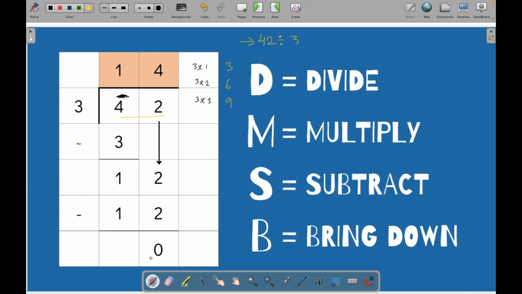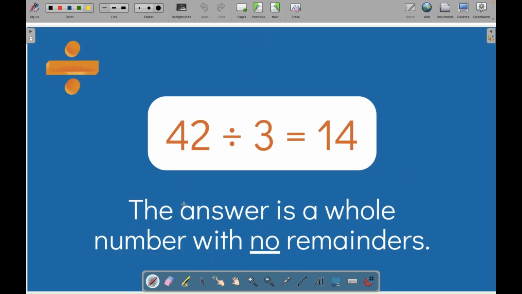When do we stop the division process? When the remainder that we are getting is smaller than the divisor and we don't have any further number to bring down. Okay, let us see another example. So 42 divided by 3 is 14. If you have to divide 42 students into 3 equal parts, each group will have 14 students.